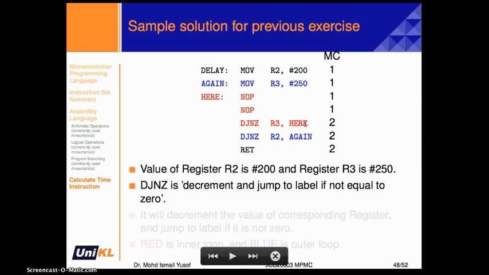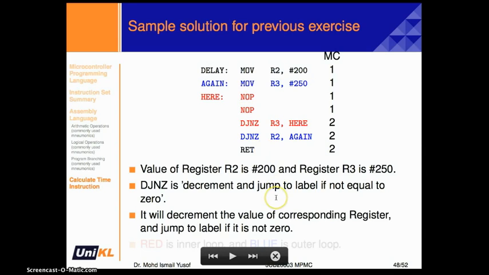DJNZ, as we have discussed before, is actually decrement and jump to label if not equal to 0. So here we will decrement the value inside R3, and if it is not 0, it will go to here. Where is here? It's actually this one. So it will decrement the value of the corresponding register, which now is R3, and jump to the label if it is not 0. So it will jump to here. Okay.